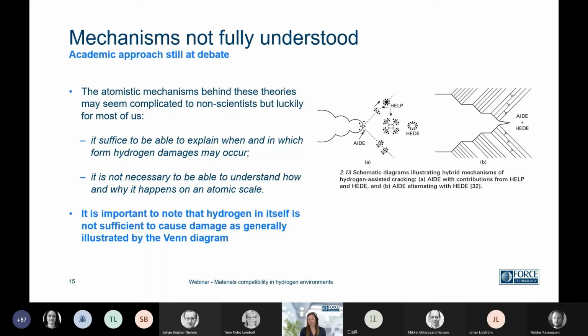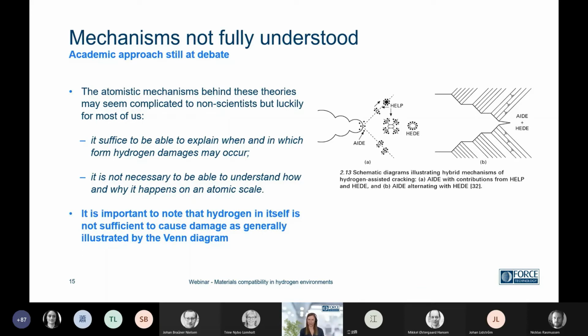Generally, this is quite an academic approach. A lot of simulation work and studies are ongoing, and for our purpose, to assess the risk and define the limits, it's not necessary to understand everything to the very bottom. We just need to assess and explain when and in which form hydrogen damage occurs.